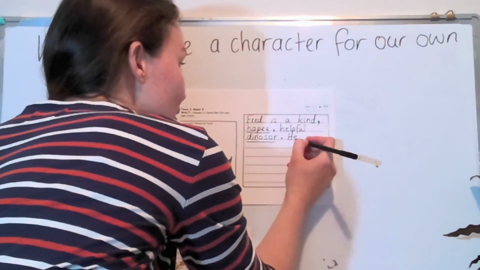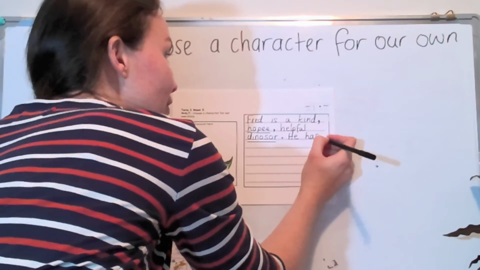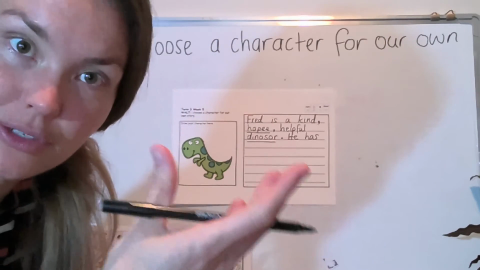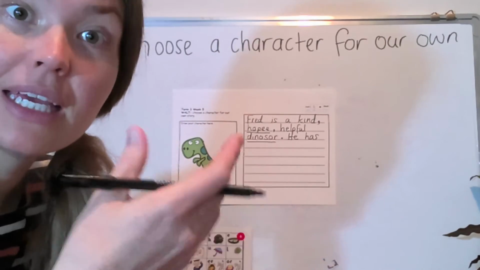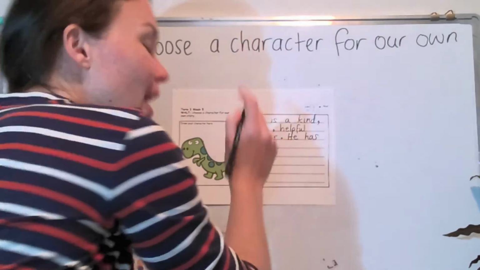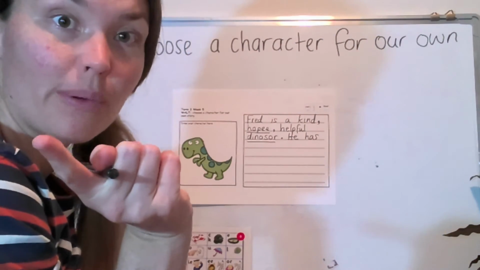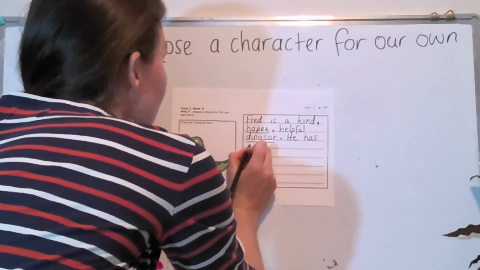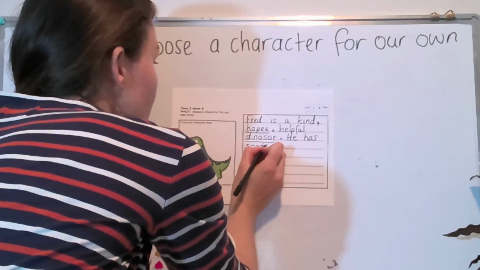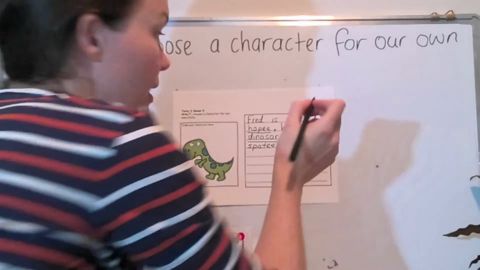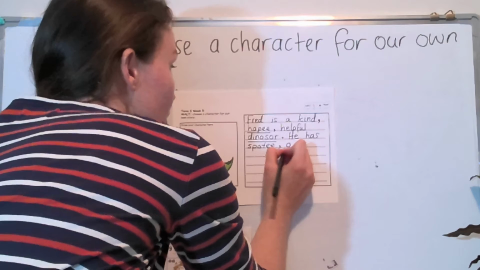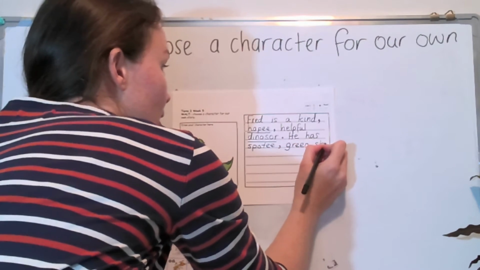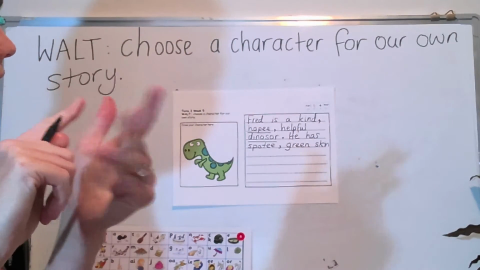He has, I've used another capital letter here for he, children, because it's the start of a new sentence. He has spotty. I don't need to think too much. I'm just going to copy from my pink piece of paper. Spotty green skin. He has spotty green skin.